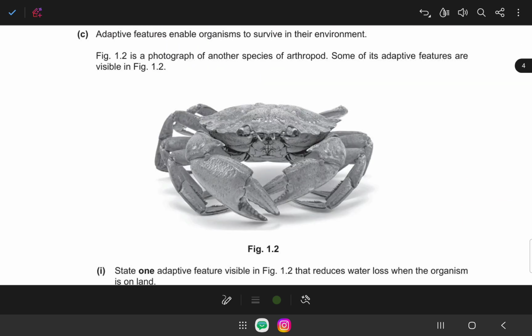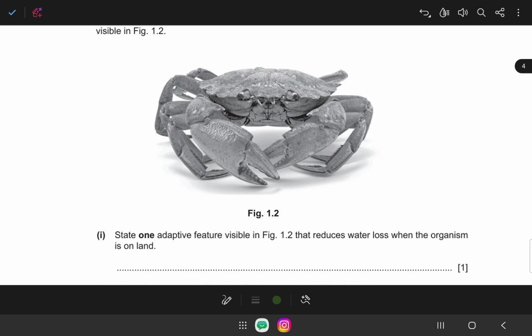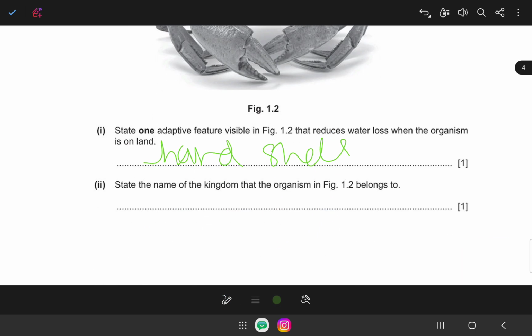So the next question: adaptive features enable organisms to survive in their environment. Figure 1.2 is a photograph of another species of arthropod. Some of its adaptive features are visible in figure 1.2. State one adaptive feature visible in figure 1.2 that reduces water loss when the organism is on land. Reducing water loss would be a hard shell. Yes. State the name of a kingdom. That's easy, that's just animal kingdom.